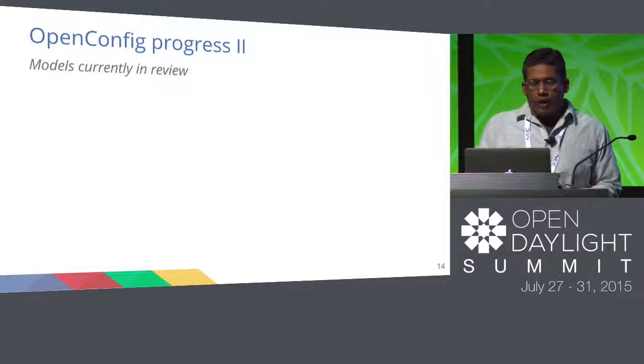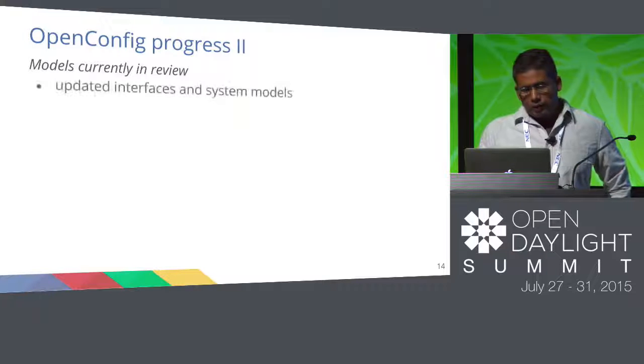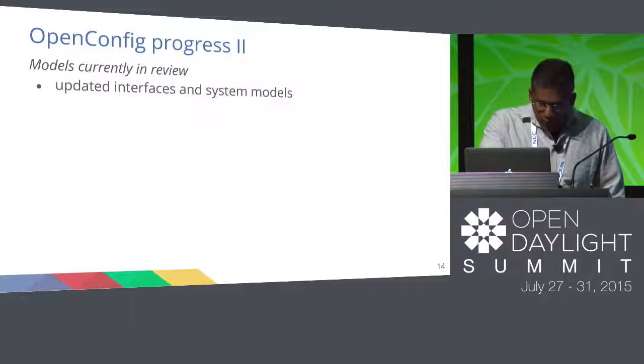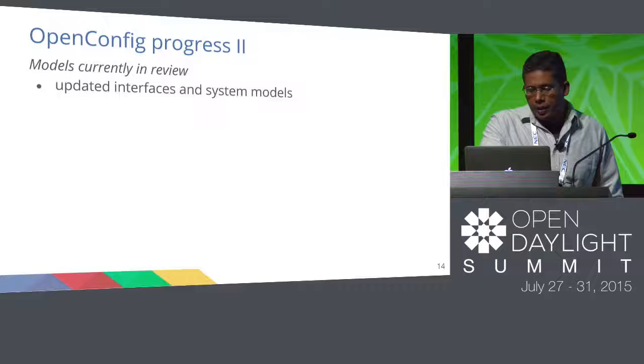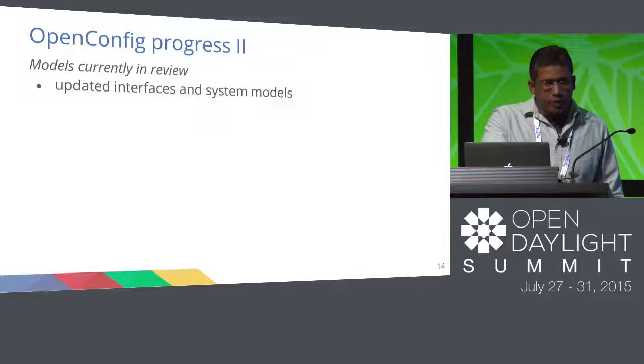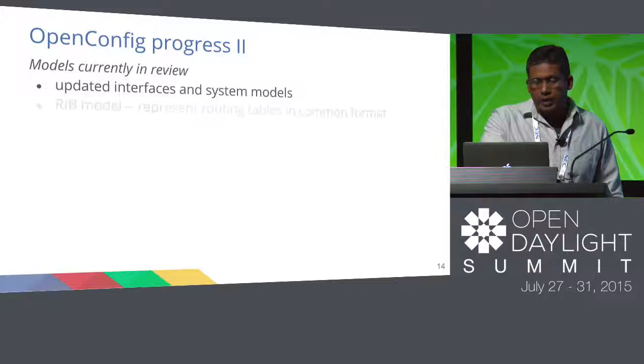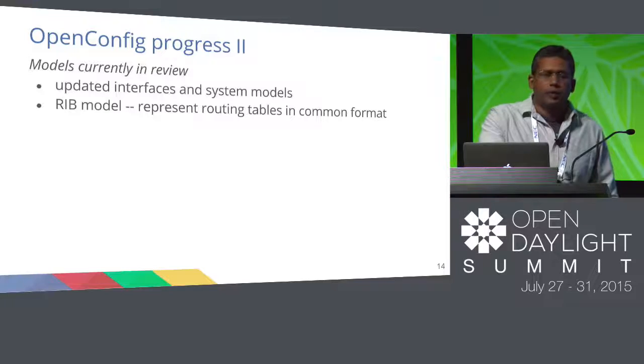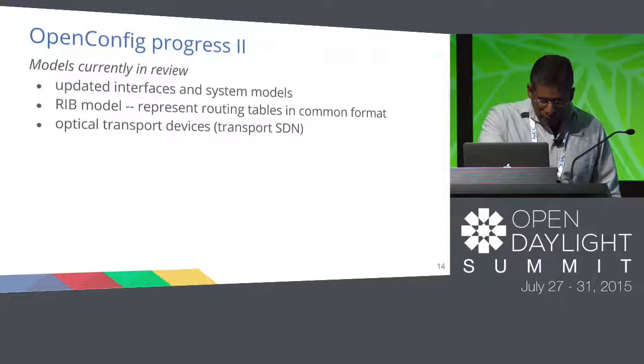So continuing on with progress, we have a bunch of models that we're currently working on as well. So we've got an updated interfaces model and a system model. I'm mentioning these because there is a standard model that's been published by the IETF for both of these. We've kind of taken a fresh perspective on them and looked at how they can be improved and extended. We have a model for representing routing tables in a common format. This is a key part of our monitoring infrastructure, for example, and it's also used by network operators to debug their network, right, to really understand the contents of the routing table before policy, after policy, inbound routes, outbound routes, all of that. We also have reviewed or developed and now are reviewing models for optical transport devices.